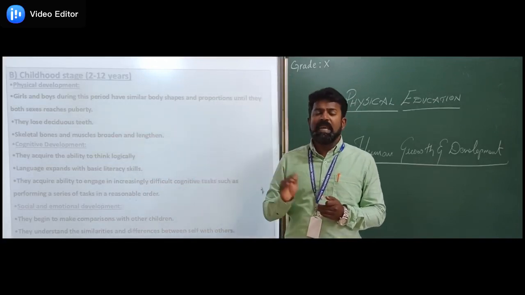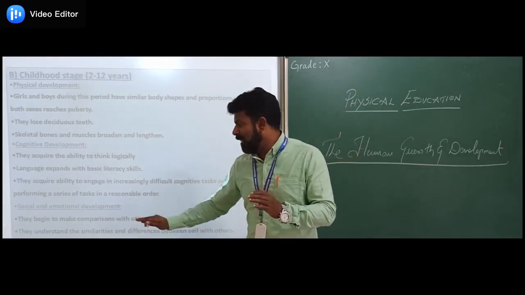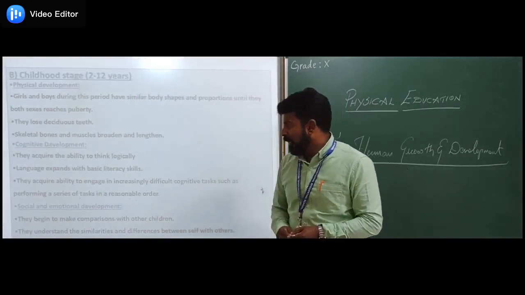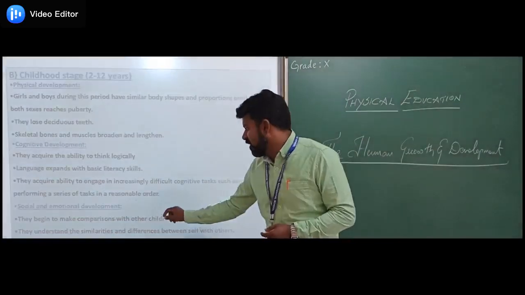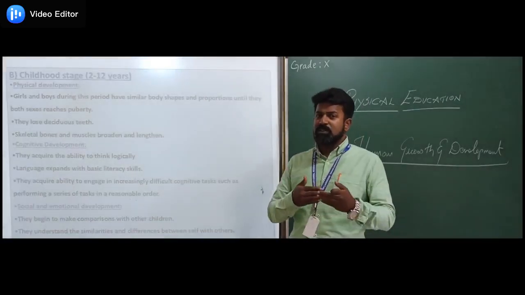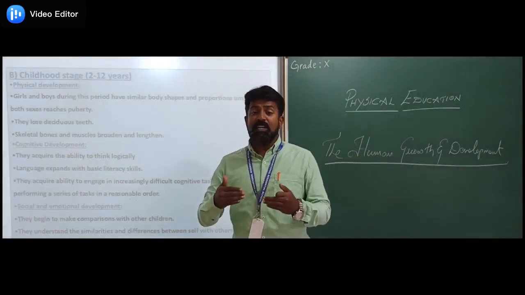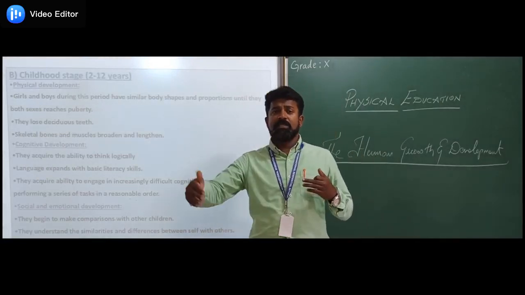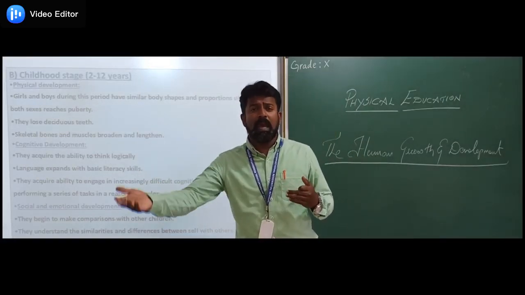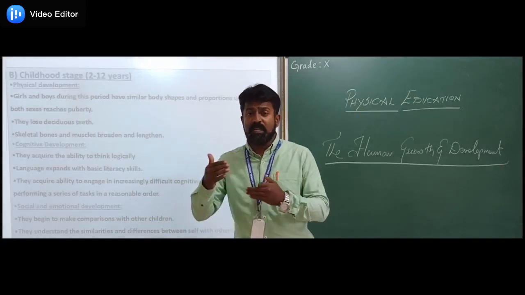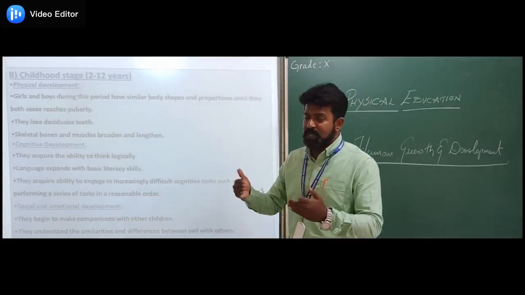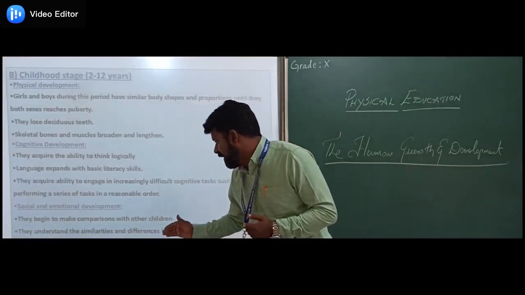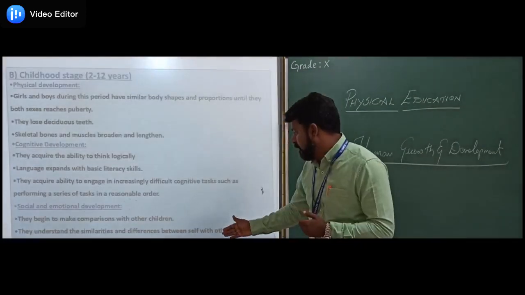We will move on to the next, that is social and emotional development. In this stage, they begin to make comparisons with other children. When you send your child to school, they start comparing with other children, saying that this child is doing well or that child is not giving them a chance to play. So they start comparing, and this develops in this stage. They understand the similarities and differences between self and others.